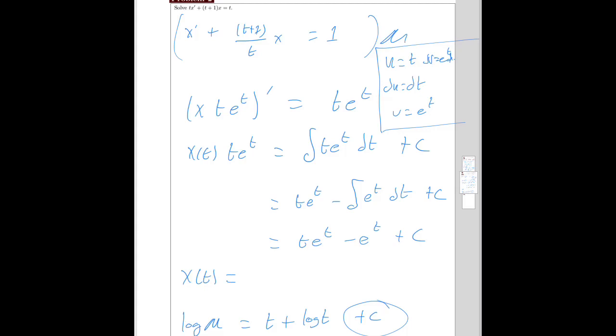And so if I divide both sides by t e to the t, I get x of t is equal to 1 minus 1 over t plus c over t e to the t. And notice that if you had not put that constant of integration there, you would not have ended up with this term, and that just would have been a completely different solution, or completely different function. So that constant of integration is important. Don't forget it. So that was this problem using integrating factors.